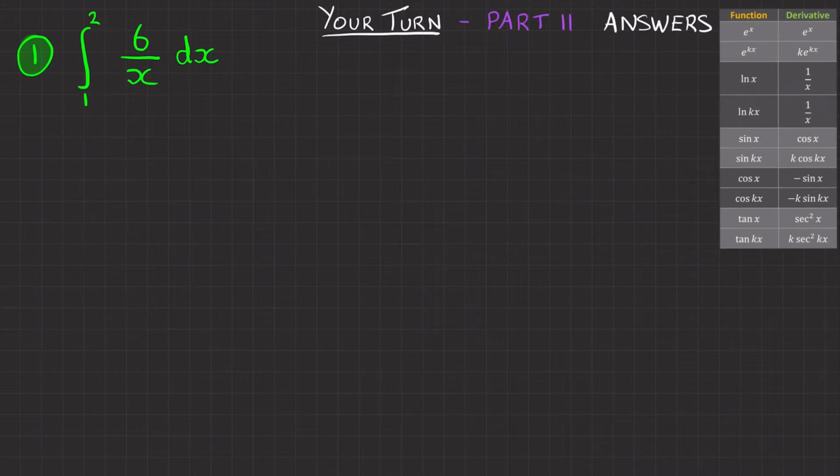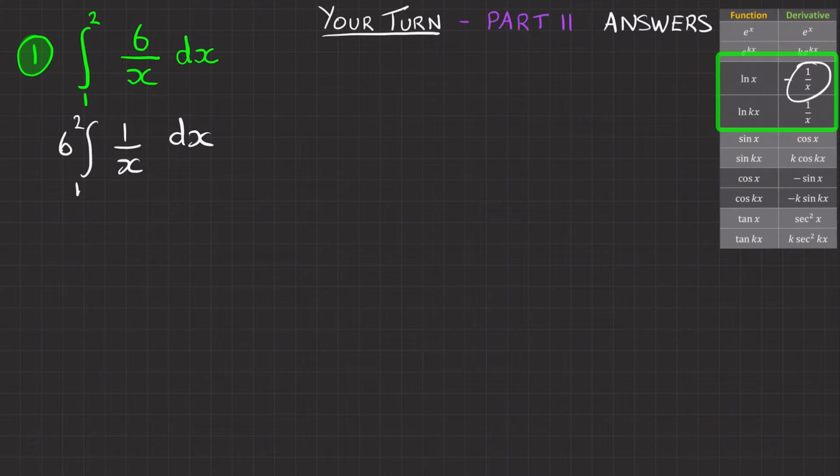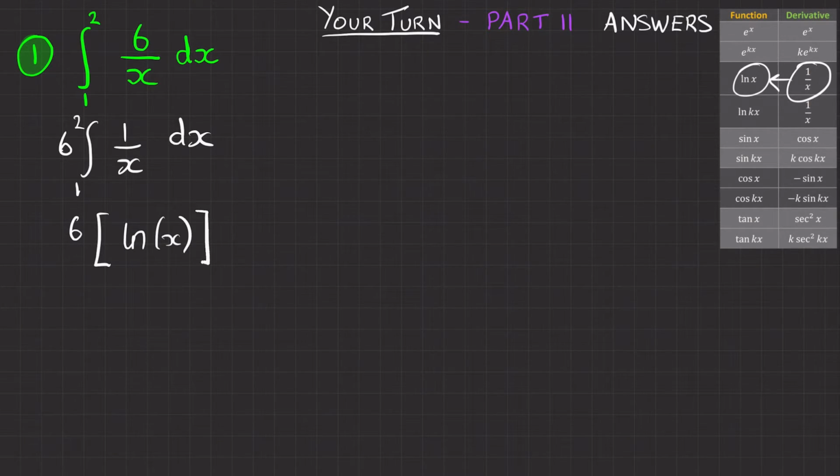For the part 2 questions, for this first question, we want to take out a numerical factor. In this case, it's 6. So we can take out a factor of 6, which is bounded by the points 2 and 1 still, and that leaves us 1 over x dx. Integrate 1 over x, looking at our table of derivatives, that will give us ln x. So we'll have 6 lots of ln x, bounded by the points 1 and 2.